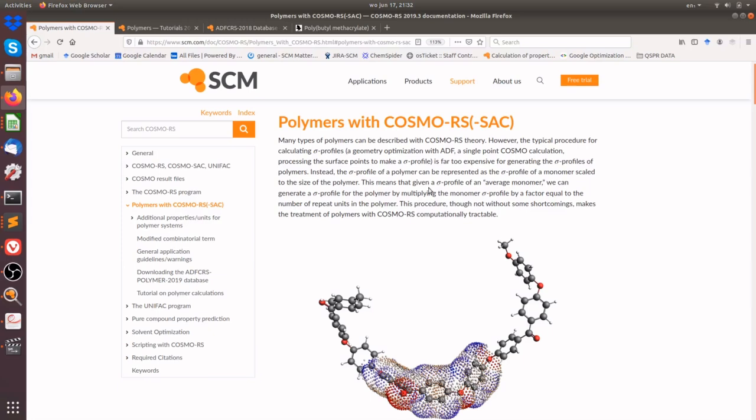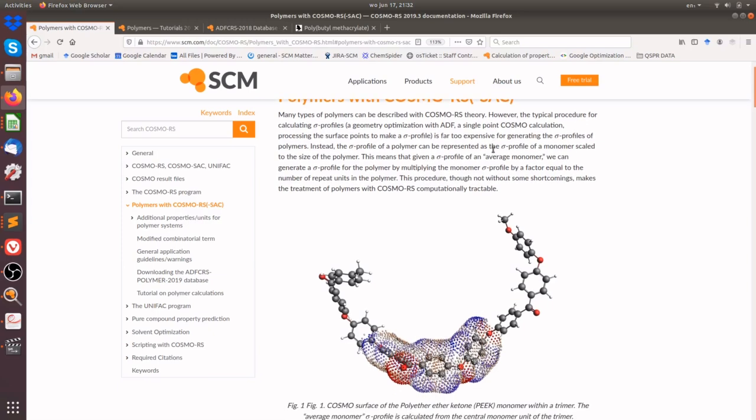Before we do calculations, I would like to just briefly provide some background about the general theory of polymers with COSMO-RS, as well as a few extensions and important points that might be good to keep in mind as you do these calculations. The first of these involves how to actually generate these sigma profiles that are necessary for COSMO-RS calculations.